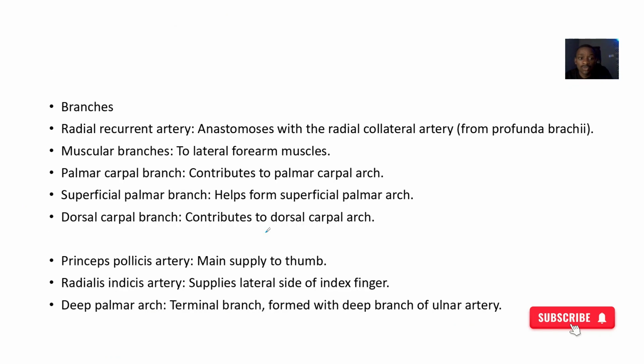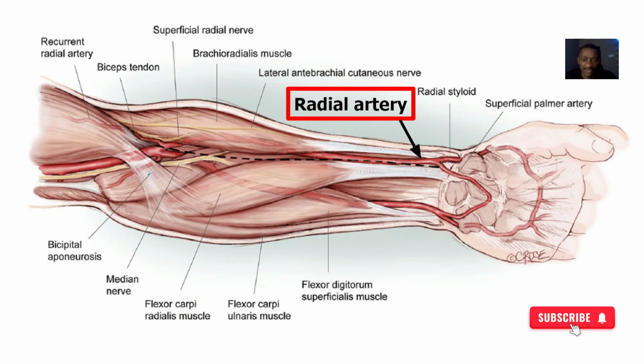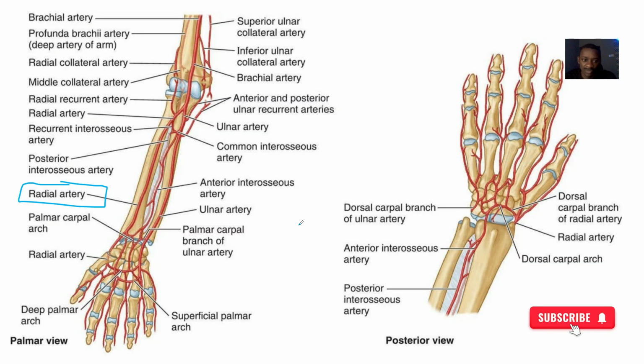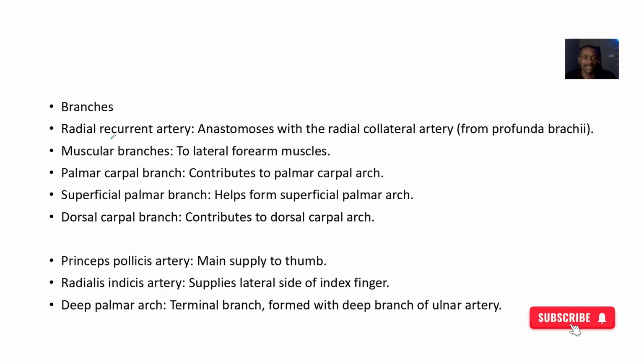Alright, so branches. It gives rise to the radial recurrent artery. Let's identify that one. This is a much better image. This is the radial recurrent. Can you see that branch? Can you see another branch? Recurrent interosseous. So let's look at it.